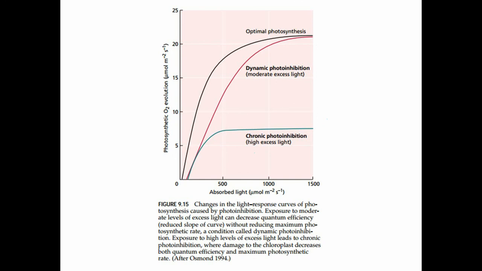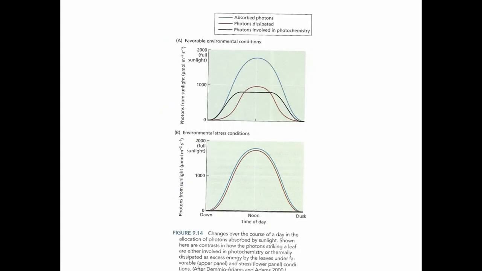No point of no return. That photosystem is damaged. It's not going to work anymore. It's retired. Just get rid of it. It's broken. The plant will break it down and reuse the nutrients for other stuff. So chronic, dead. Dynamic, a little bit of damage, a little bit slower, but we'll still get there, and it is reversible.